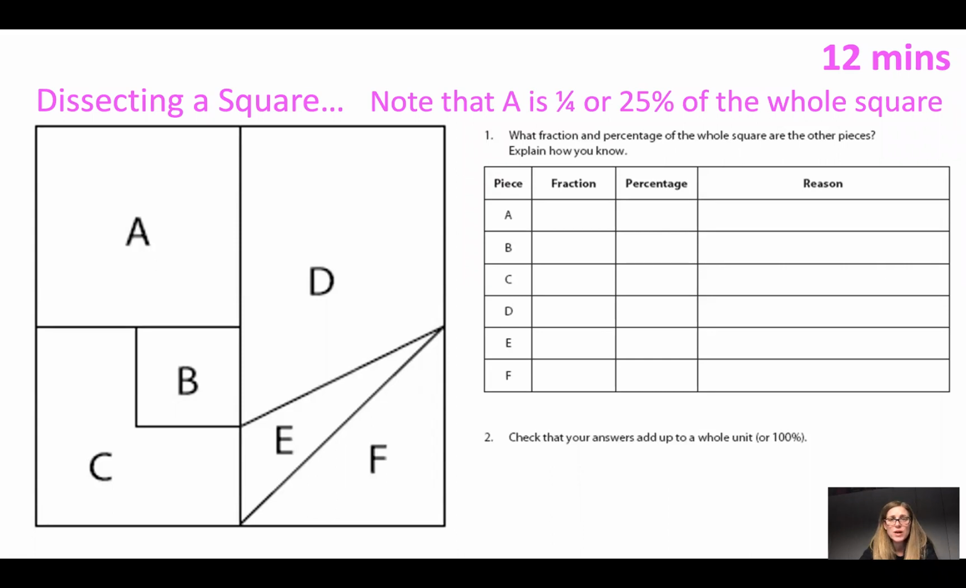I'm going to give you 12 minutes. I want the fraction and the percentage for all 6 of the shapes. And I also want the reason why. Okay, and look at what it says, question 2. Really important to check your answer by adding them together and to see if your fraction sums to a whole and your percentage sums to 100%. Good luck.